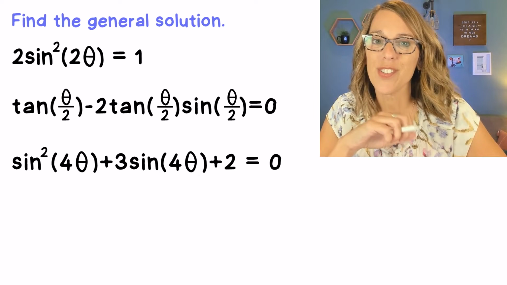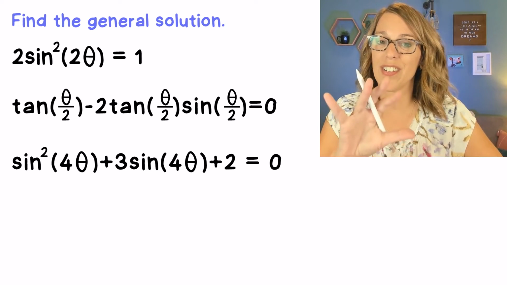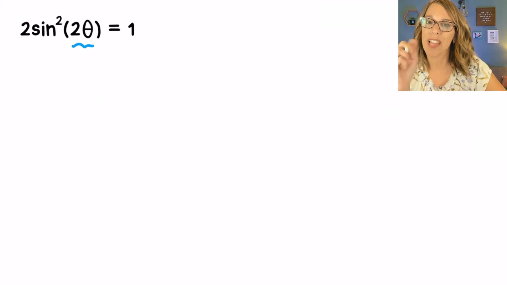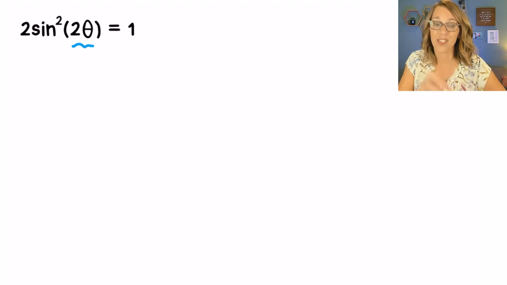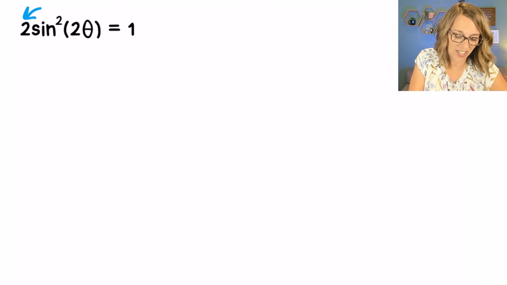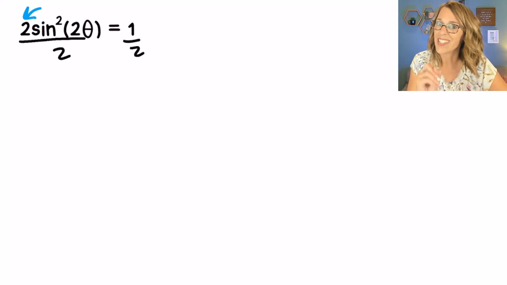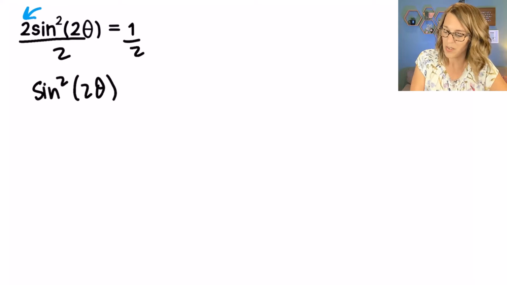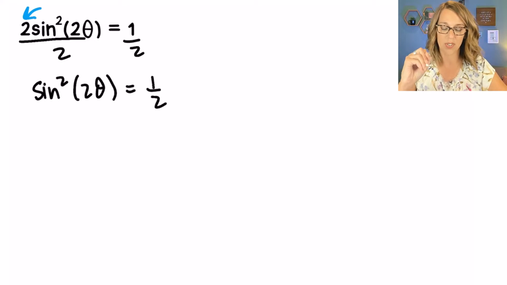We're going to look for the general solutions of these multiple angle trig functions, starting with this first one. I noticed that I've got that multiple angle of 2 theta, but I'm going to start this the same way I start any other trig equation, and that's to isolate my trig function. I've got this 2 out in front here, so I want to divide everybody by that 2, getting that sine squared isolated first. So I end up with the sine squared of 2 theta is equal to 1 over 2.